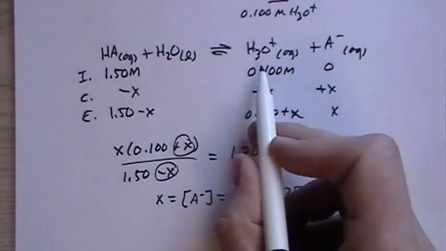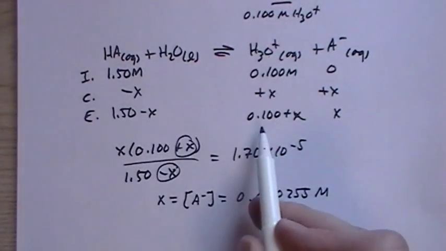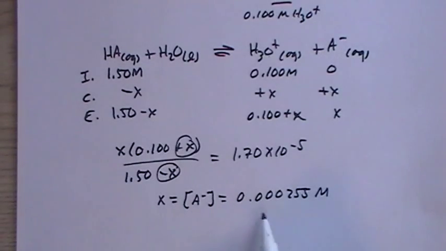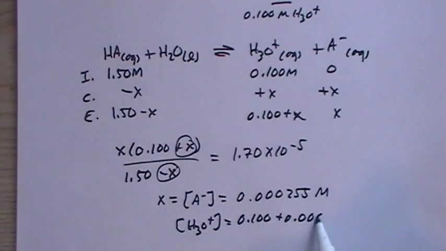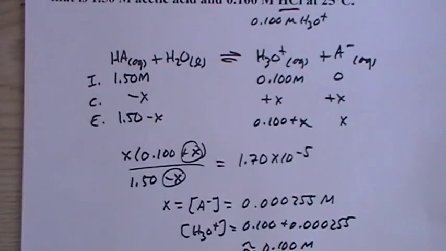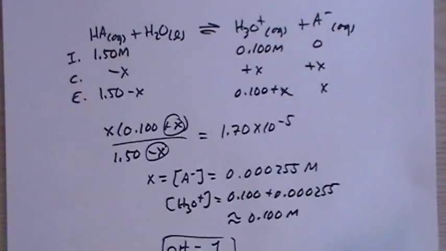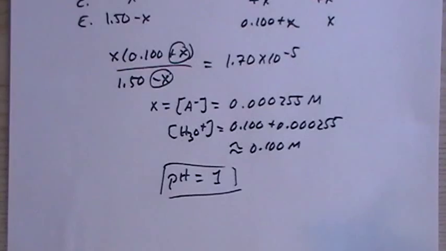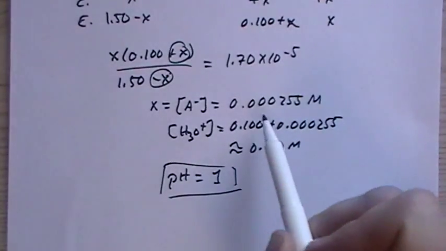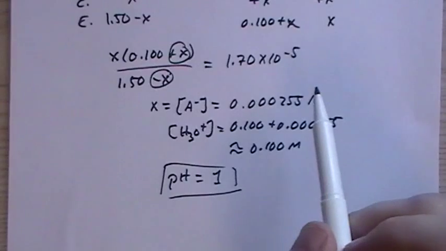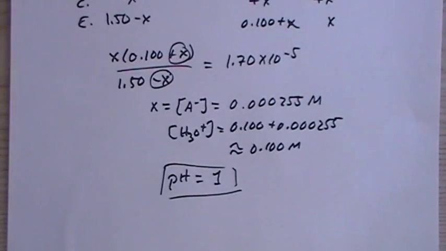Now that's X. X is usually equal to H3O plus, but in this case, it's 0.1 plus this. So the concentration of H3O plus is 0.1 plus 0.000255, which is approximately equal to 0.1. It's going to round back to that. So our pH is going to be 1. If you put in 0.000255, you'd end up with a pH that would be 3.59.